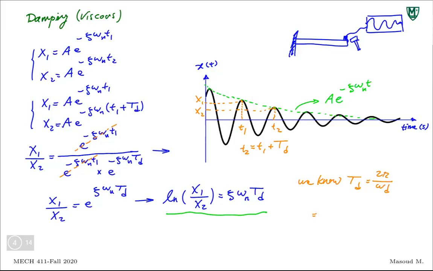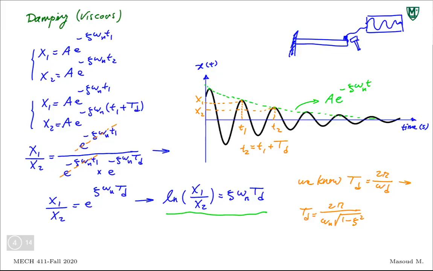And following that, well, obviously omega d would be, you should know that now, that hopefully you studied for the quiz, omega n square root of 1 minus zeta squared. So what I'm going to do is take this TD and put it back in what I got. Keep in mind, I'm trying to write everything as a function of zeta, right? Because I'm looking for damping, and only values I can measure from the plot, which are T1, T2, X1, and X2, right? I know nothing else about this system.